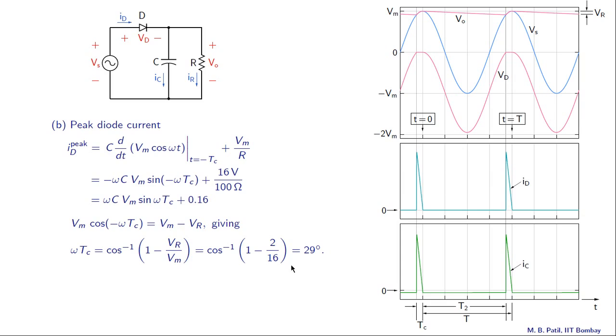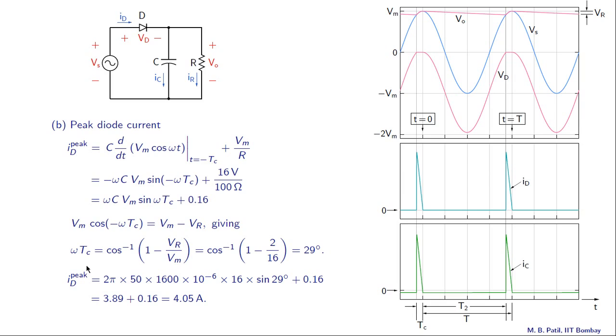Okay, now we have got omega Tc. Now it's a simple matter of substituting omega Tc here, and this current can be evaluated like that. So this is the peak diode current. The first part here is 2 pi times f, or omega. F is 50 hertz. C is 1600 microfarads. We have already computed that earlier. Vm is 16 volts, followed by sine of 29 degrees.